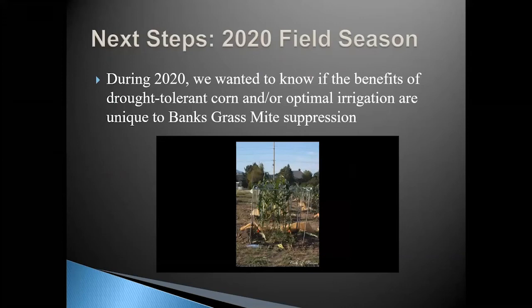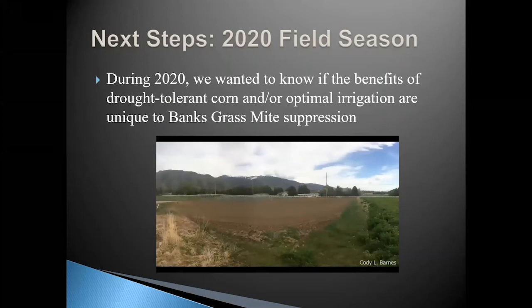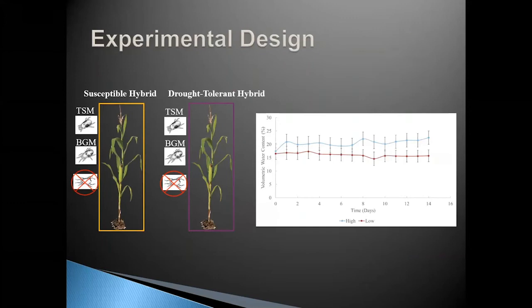Similar to previous work, mites were introduced in this experiment and then counted after 2 weeks. And the basic experimental design for this experiment was testing one drought-tolerant corn hybrid versus its drought-susceptible counterpart. We also established two levels of irrigation. Then we introduced and monitored outbreaks in three pest treatment groups: two-spotted spider mites, Banks grass mites, and a treatment with no mites. And we replicated each combination of drought tolerance, irrigation, and mites 5 times.